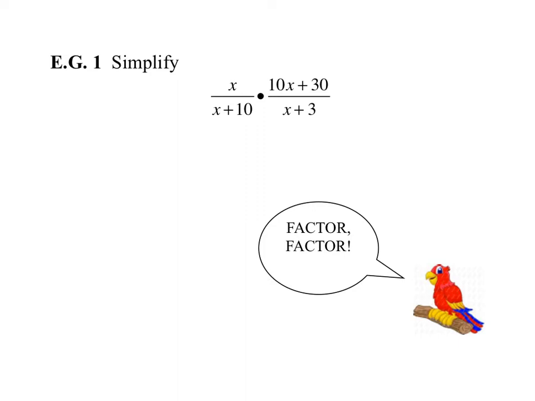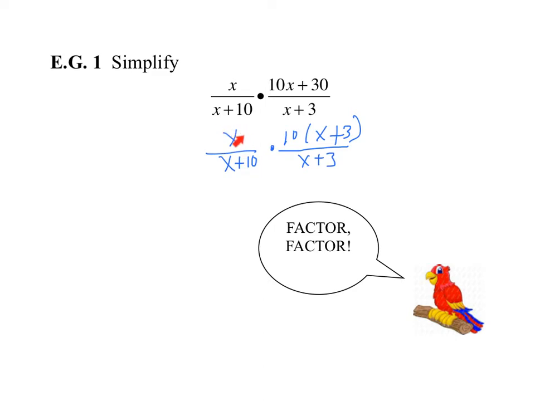So we're going to start basically a new line of work where we factor out the 10, leaving x plus 3. This denominator is already prime as well. There's no common factor, no reverse FOIL, so it stays as x plus 3. I'm just going to go back and write that first ratio. And now that we're factored, we start canceling.